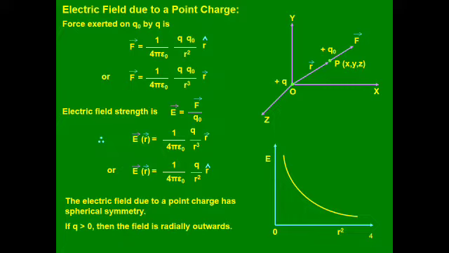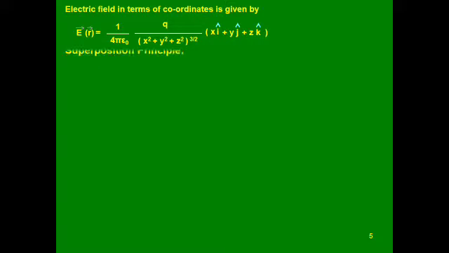When q is greater than 0, the field is radially outward, and when q is less than 0, that is, if it is negative, then the field is inward. In terms of coordinates, E is equal to 1 by 4 pi epsilon naught. Now the vector r can also be written as x i cap plus y j cap plus z k cap, and its modulus is root over x square plus y square plus z square. So r cube will stand as x square plus y square plus z square to the power 3 by 2.